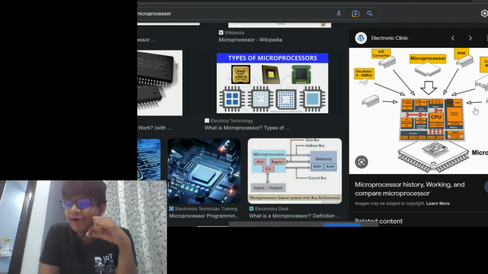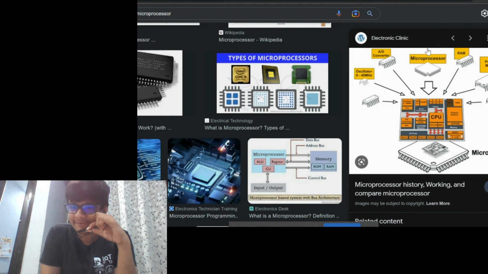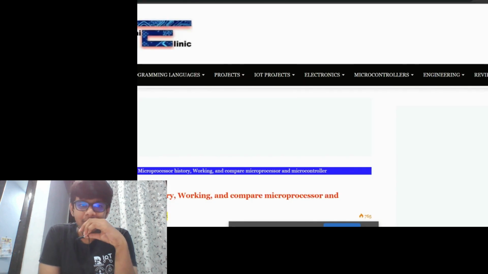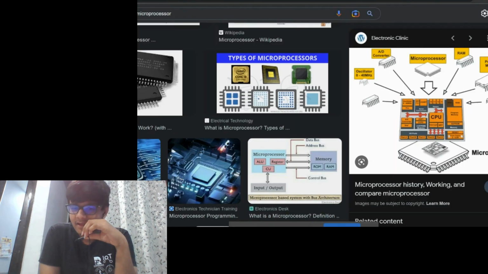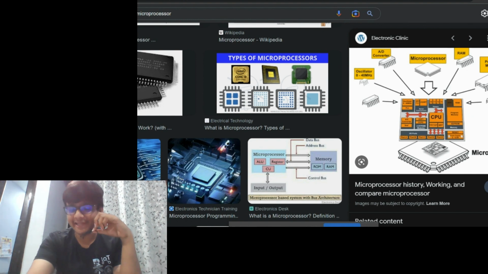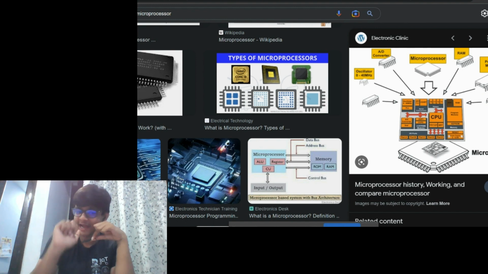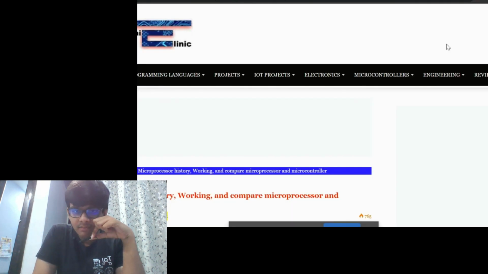Why is this called program memory? Yes, you are right, it is a ROM. What does the ROM store? It stores a program, because it is non-volatile in nature. And this is the RAM.